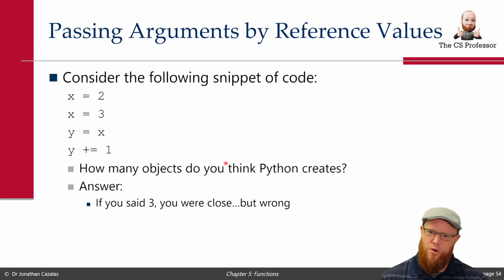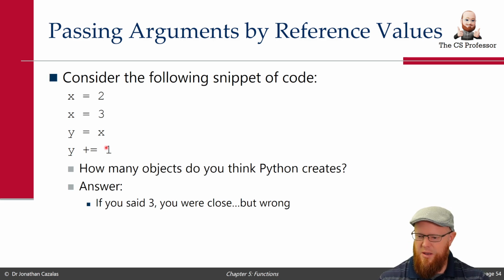The answer is 4. If you said 3, you were close, because we now know we're going to make this object 2. We're going to save its address into X. We're making another object 3. We save its address into X. We're going to save whatever's in X into Y, which is just an address, so no new object was created there. And you might be thinking that we're just going to add 1 to Y, which is 4, and that will be the third object.